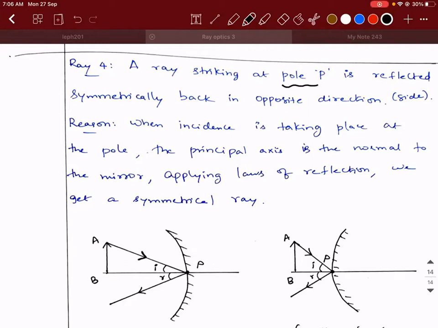Okay. Fourth one. A ray striking at the pole is reflected symmetrically back in the opposite direction. So when a ray is hitting the pole, what will happen? At the pole, how will you draw the normal? Which line will act as a normal? The principal axis itself, right? And this ray will get reflected symmetrically. Meaning if the angle of incidence here is I, the angle of reflection will be R. So the same thing happened here.